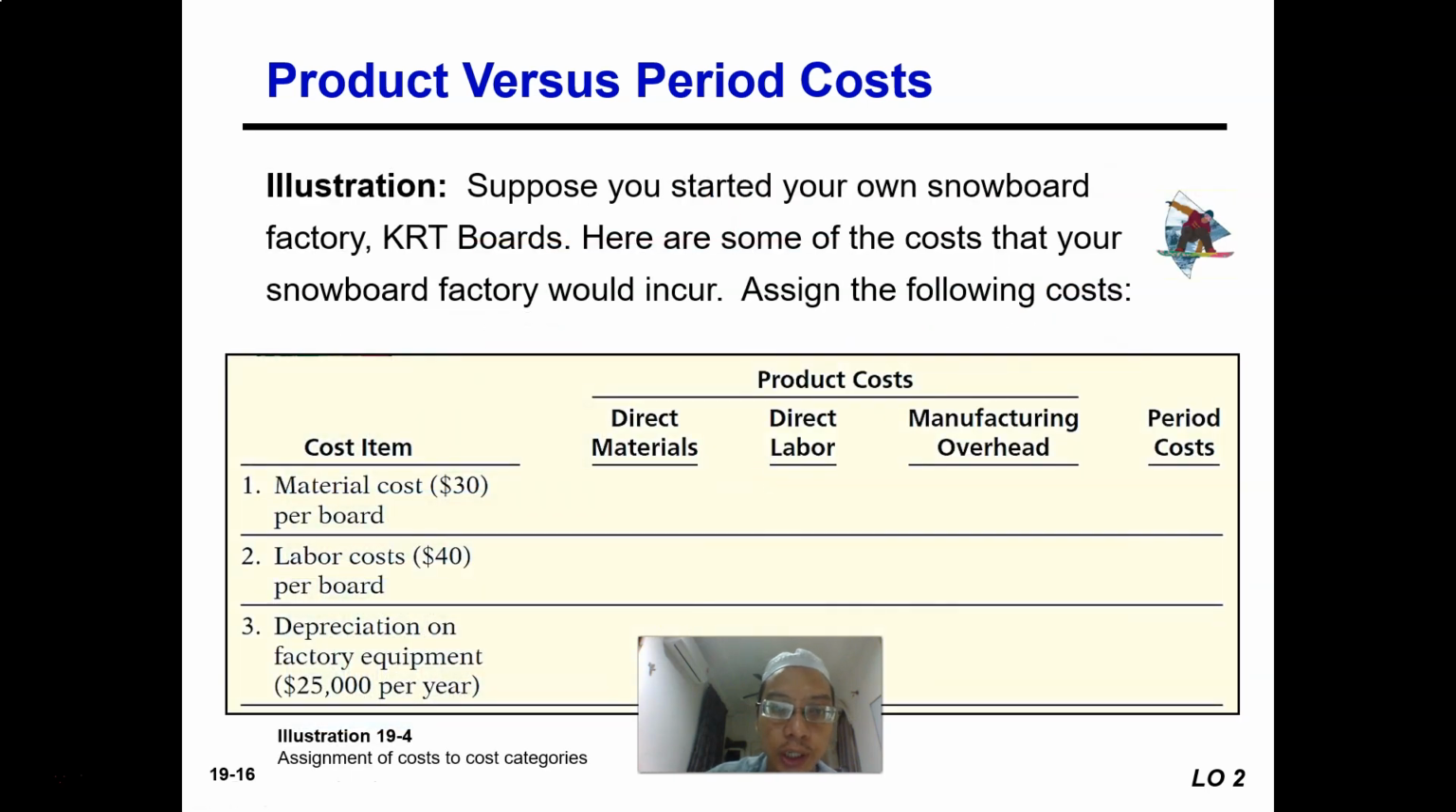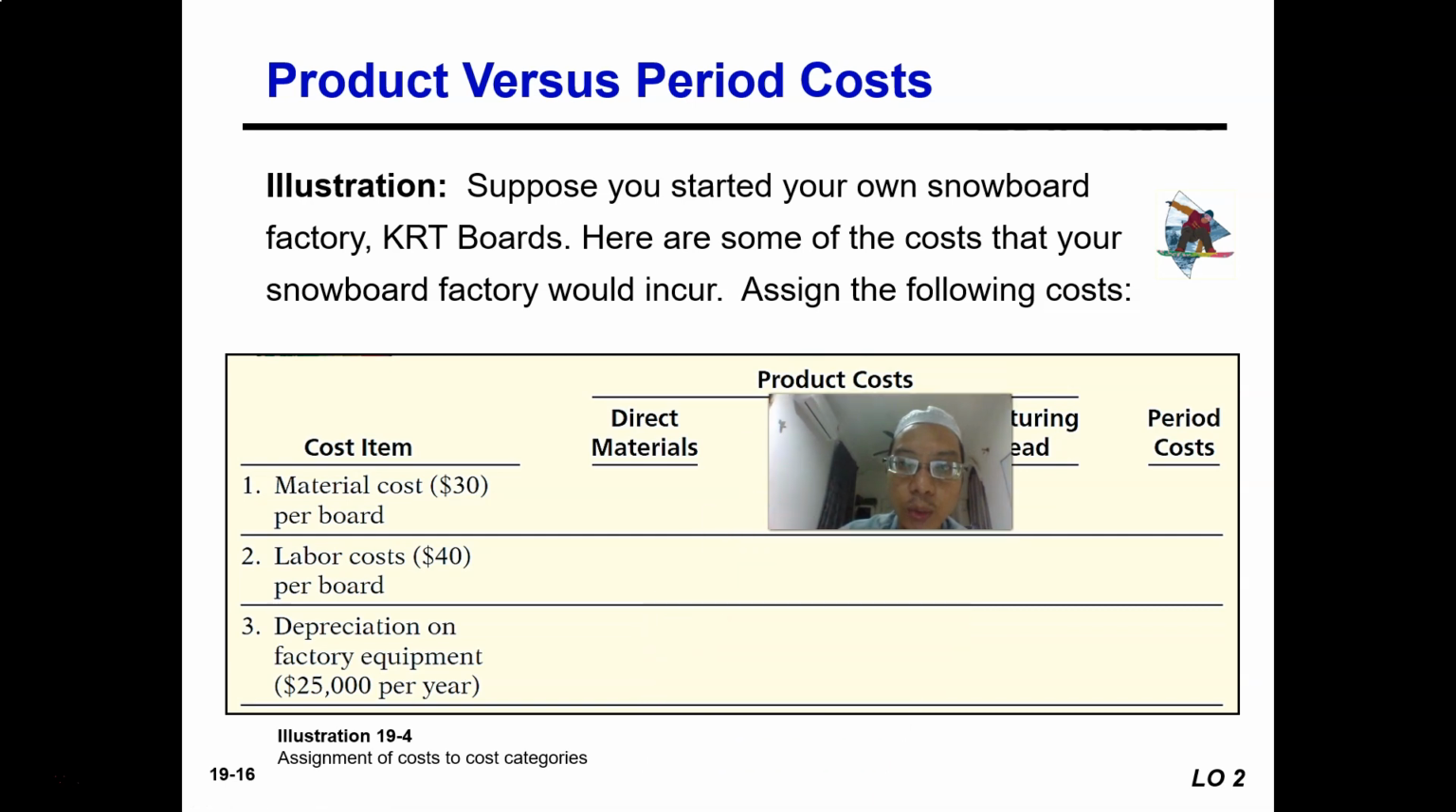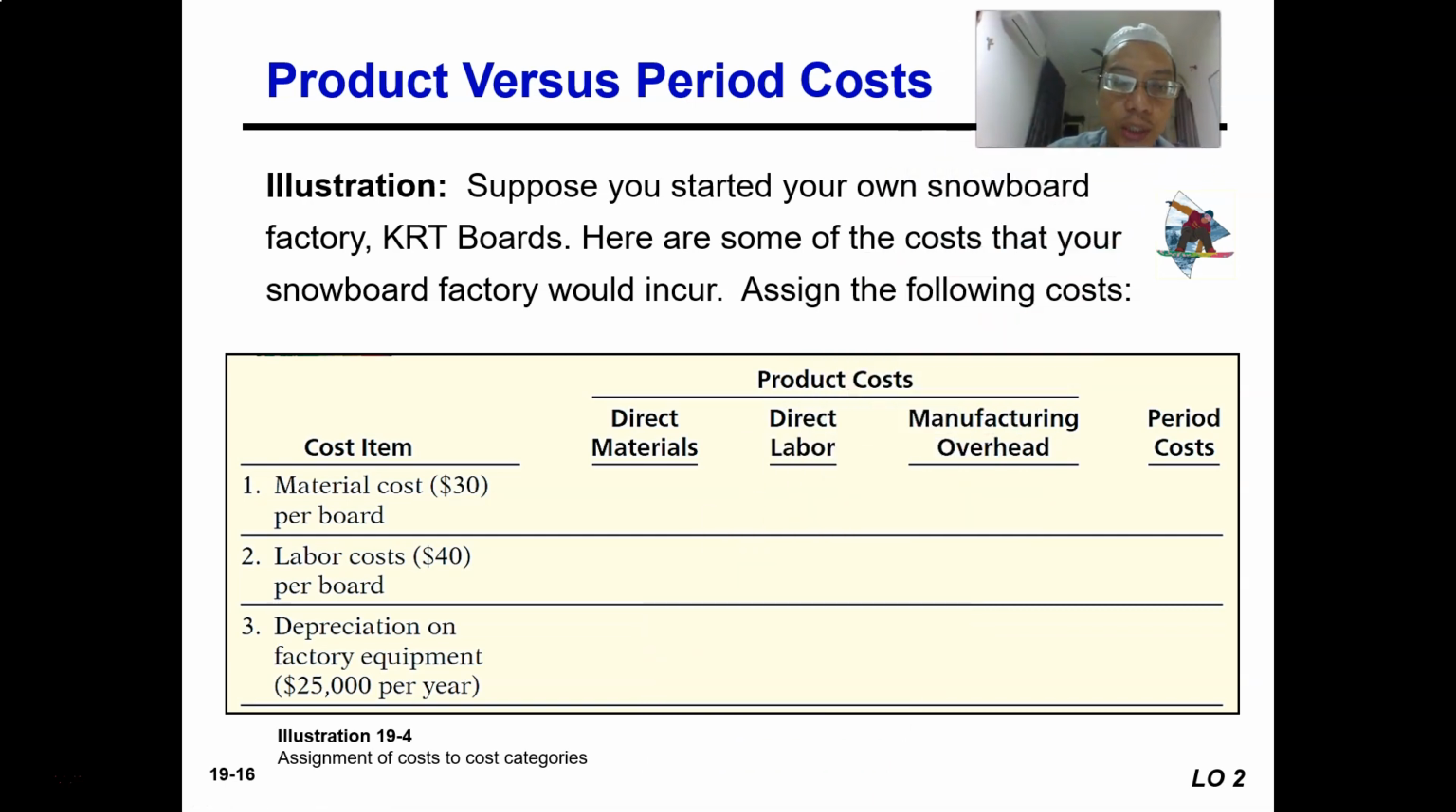Okay, so let's see some examples so that we better illustrate which type of cost will go into which kind of categorization or classification. Suppose you started your own snowboard factory. Your factory produces snowboards. People use snowboards at the snow ranges. We don't have snow ranges in Malaysia, probably in China, I'm not sure. Here are some of the costs that your snowboard factory would incur.